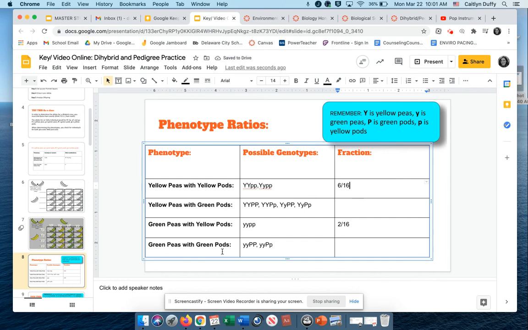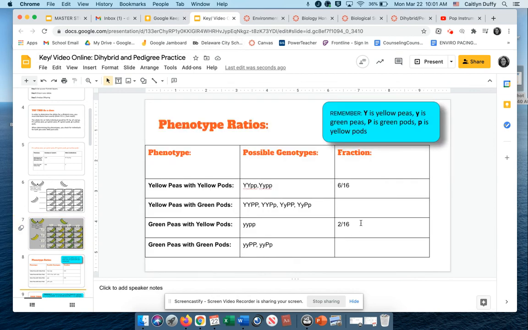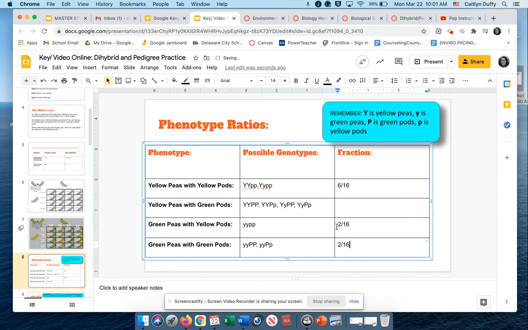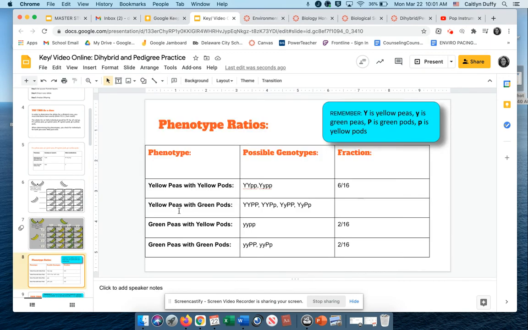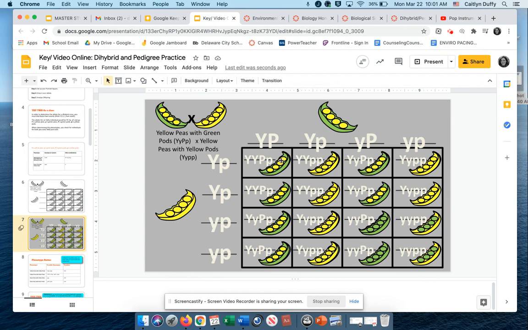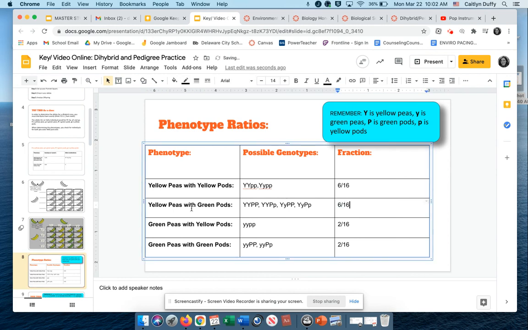What about green peas with green pods? 1, 2 out of 16. An easy way to solve this, 2, 4 plus 6 equals 10. 16 minus 10 is going to equal 6. Let's go ahead and check that. So we're looking for, forgive me, we're looking for yellow peas with green pods. 1, 2, 3, 4, 5, 6. Exactly right. 6 out of 16.